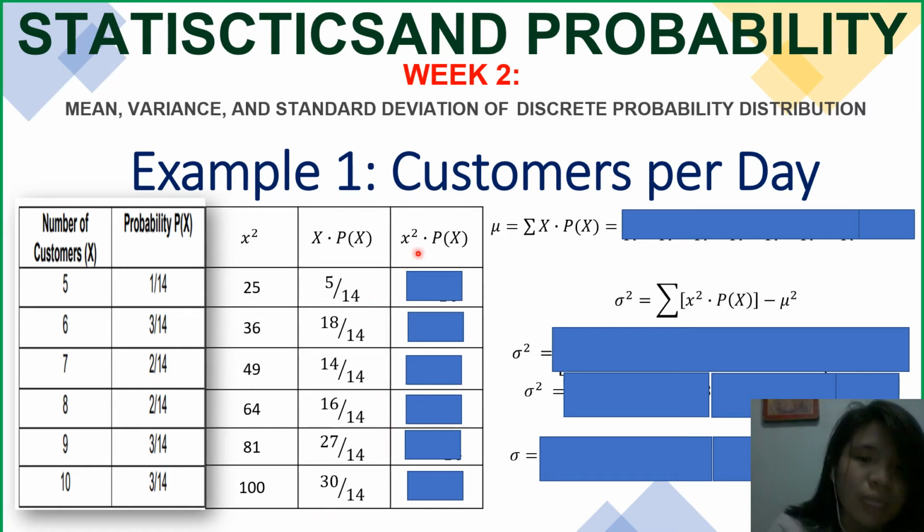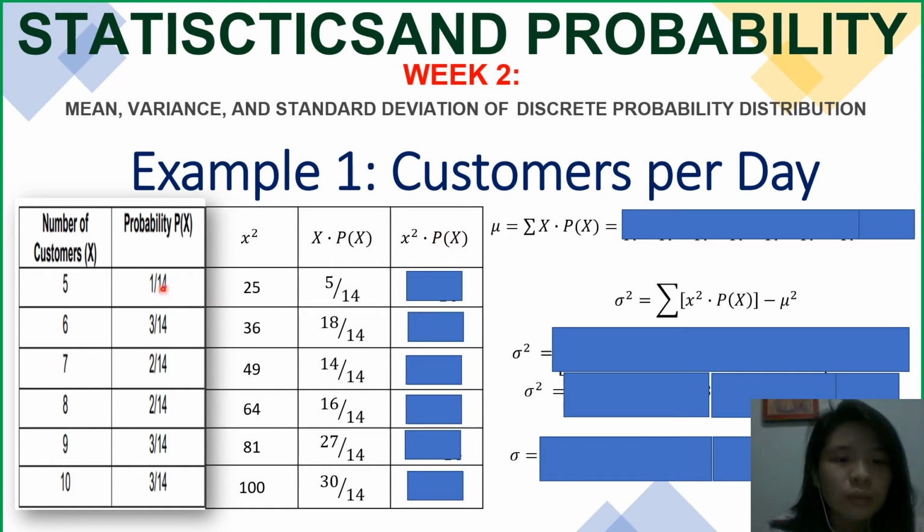So, let's proceed naman dito sa x squared multiplied by p of x. Titingin naman tayo dito para makuha natin yung product ng x squared and p of x. Tingin tayo dito sa kinuha natin kaninang x squared and sa probability, which is p of x. Kaya, careful tayo sa pagsusolve ng x squared natin kasi kung mali yung pagkakasolve ng x squared natin, mamamali rin tayo dito sa pagsosolve ng standard deviation and variance.